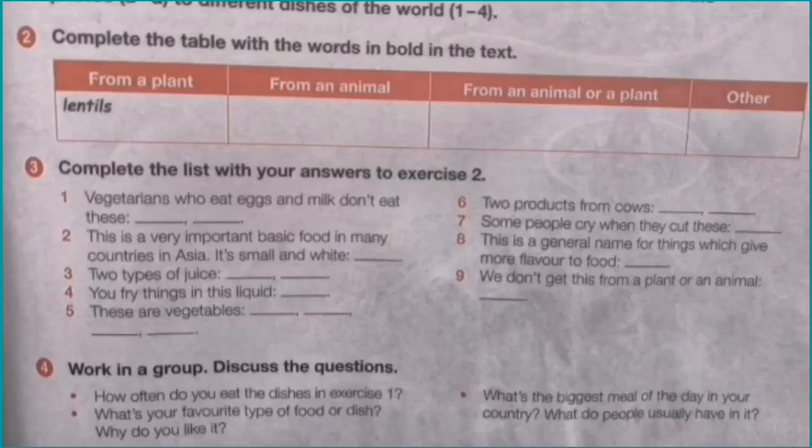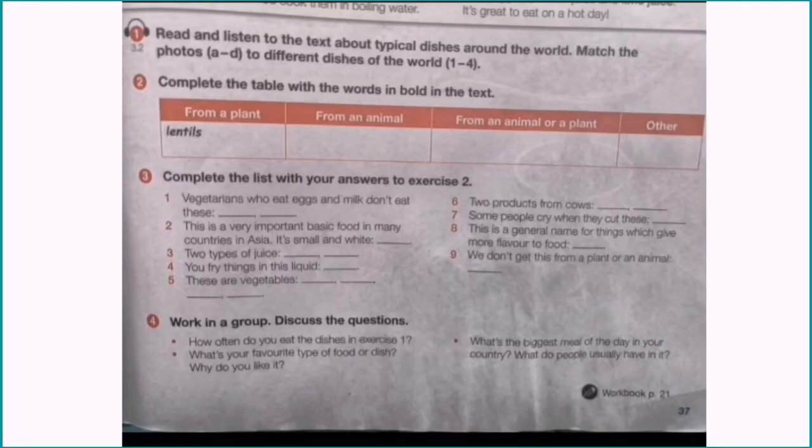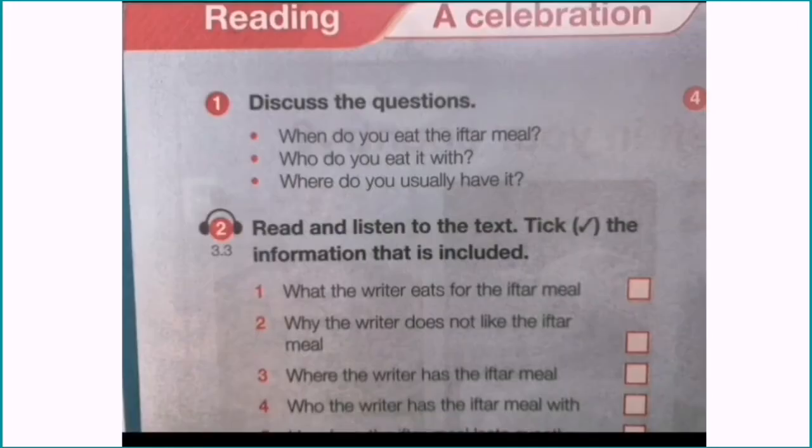Okay. We did exercise 2. Complete the table with the words in bold in the text. And there was a table in which the first heading was from a plant. In the second heading there was from an animal, or plant and other. Then we completed exercise 3 and exercise 4.